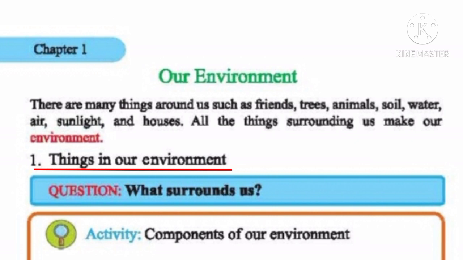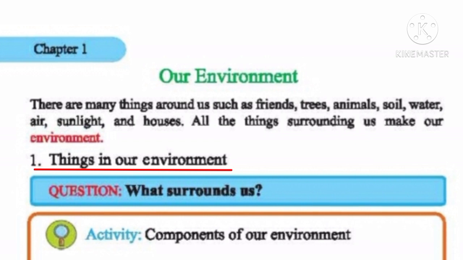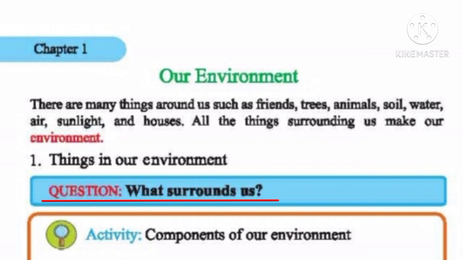Number 1, things in our environment. It means which type of things we can see in our environment. We can see different types of things in our environment. We all know the examples. These are trees, soil, different types of animals, etc. Now the question is, what surrounds us? Yes, dear students, these things which we can see around us, these things surround us.